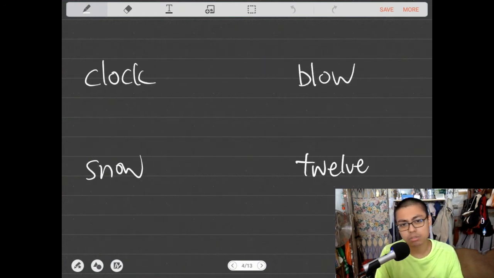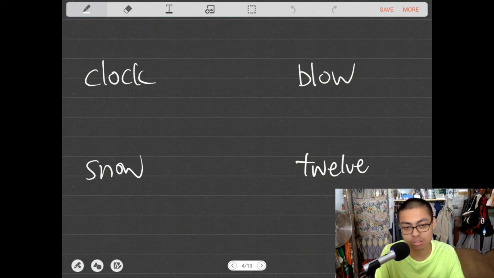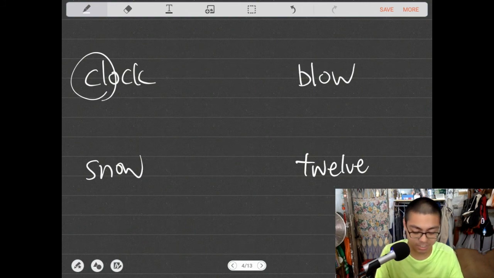Now let's talk about consonant cluster. What is consonant cluster? In English, we have the similar thing. So consonant cluster is the thing where we put two consonants together and then we make a sound. So here we have four very simple examples: clock, clock. This is not Thai, this is the consonant cluster.